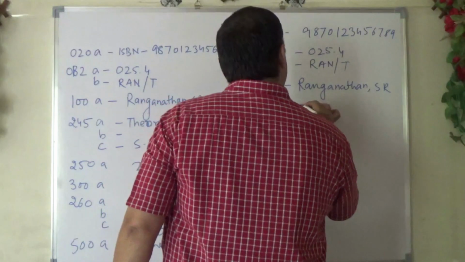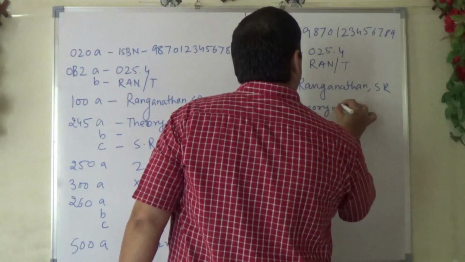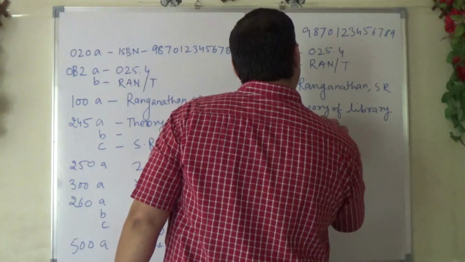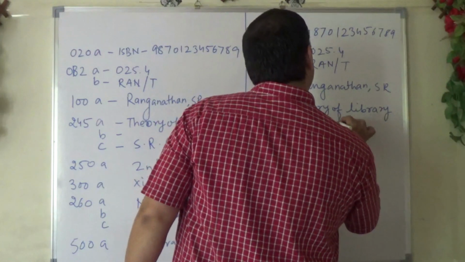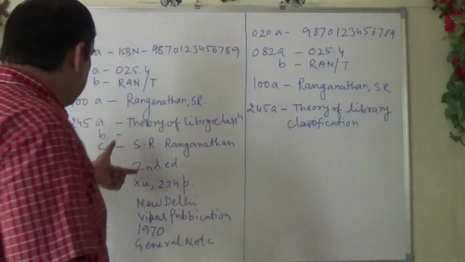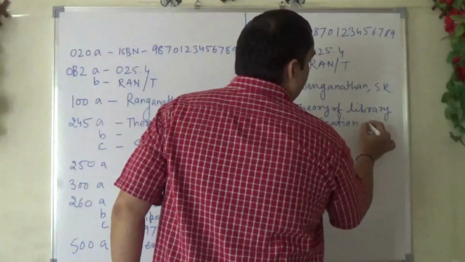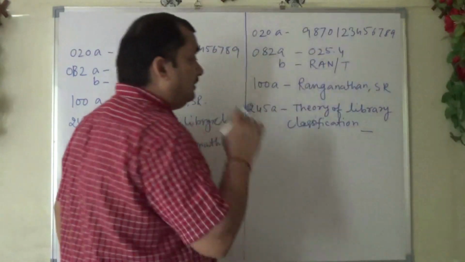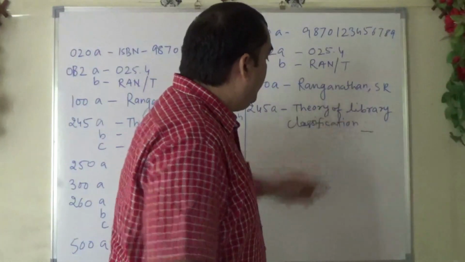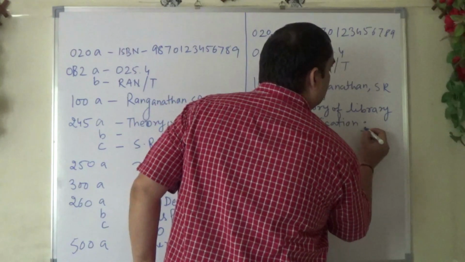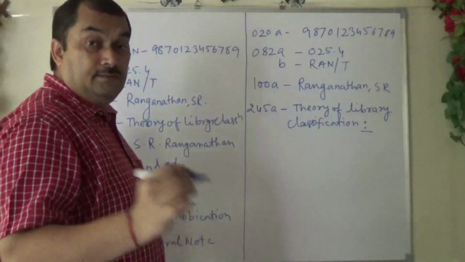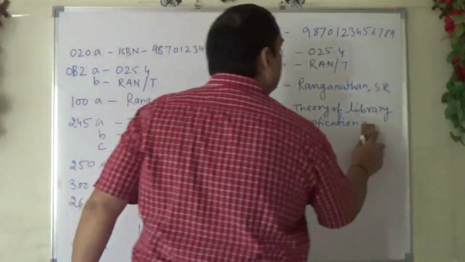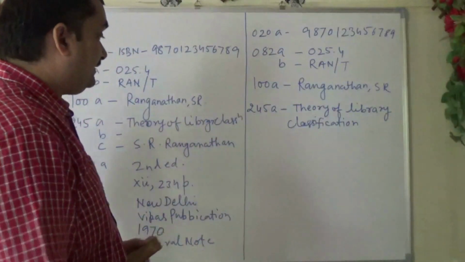So when we write the title, for example, Theory of Library Classification, after classification, if there is a subtitle, we always separate it with a colon. So we have to remember that when we do the data entry in MARC format, we have to add this colon after the title, if there is a subtitle. If there is no subtitle, we can leave this. We don't have to enter this if there is no subtitle.